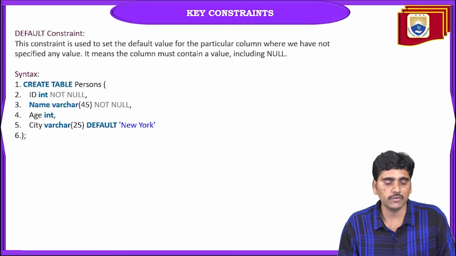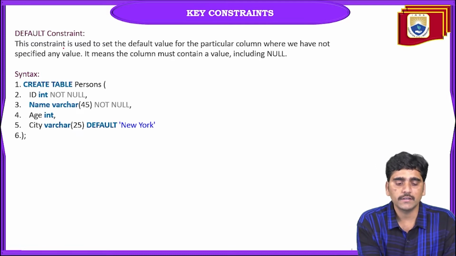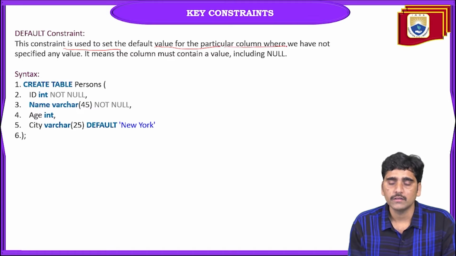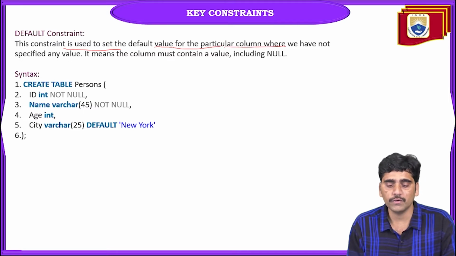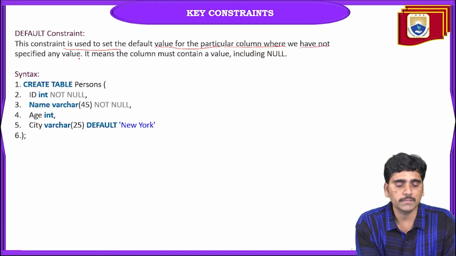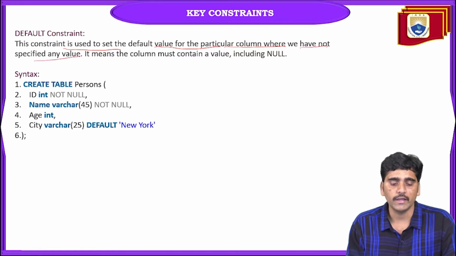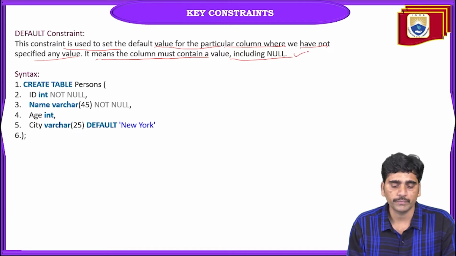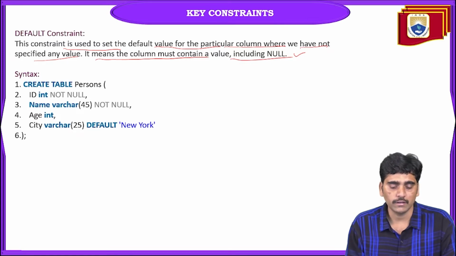And the next constraint is what? Default constraint. This constraint is used to set the default value for a particular column, where we have not specified any value. It means the column must contain a value, including null also. So if you want to enter the default value as null, you can. If you want to enter some value as a default, you can enter that value as the default.